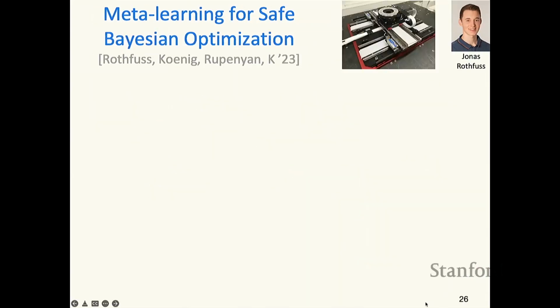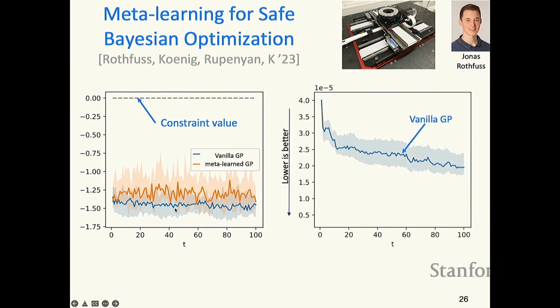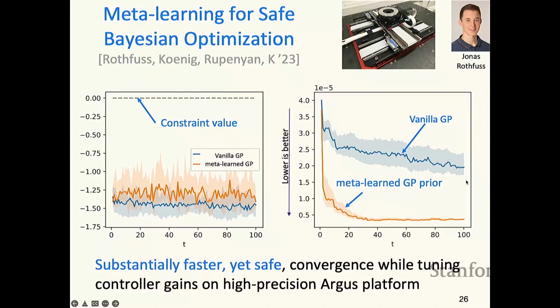We've done a fairly extensive study, including hardware experiments, where using these meta-learning ideas, not only do you get conservative predictions, which is what you would want, but you get substantial acceleration in terms of performance. If you don't use meta-learning, you take much, much longer to find good parameter settings than when using this correspondingly optimized prior.